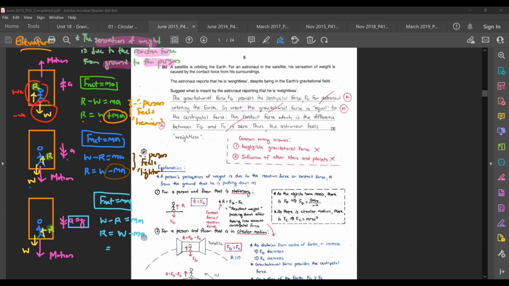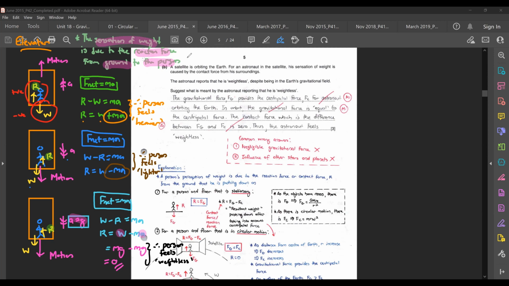But now, if you expand out W, it is actually mg. And then if you recall that a is actually g here, MA is actually mg here. So eventually you get 0. So your reaction force from the ground on the person is actually 0. So under this specific case here, you will say that therefore the person feels weightless. Okay, and this is the condition where you can feel weightlessness.